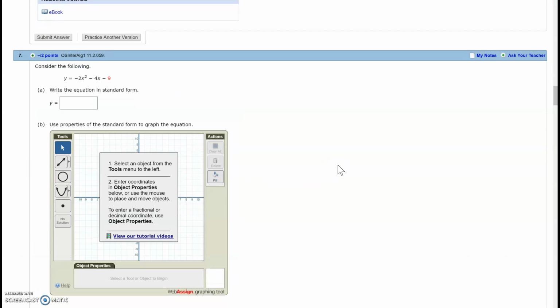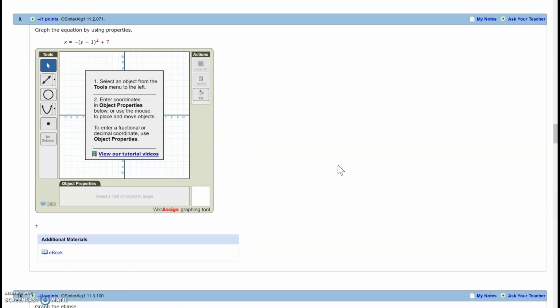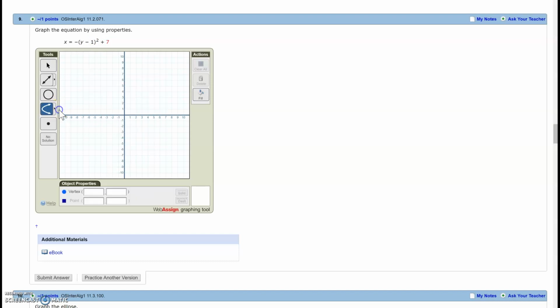Same thing with the parabola. If you're graphing a parabola, let's say like this one, in this case, you can see that the parabola is x equals a function of y. So you want to click on the parabola, but since it's going left and right, you want to click on this one. And then all you got to do is put in the vertex and then put any other point that's on the parabola. So in this case, the vertex will be 7, 1.